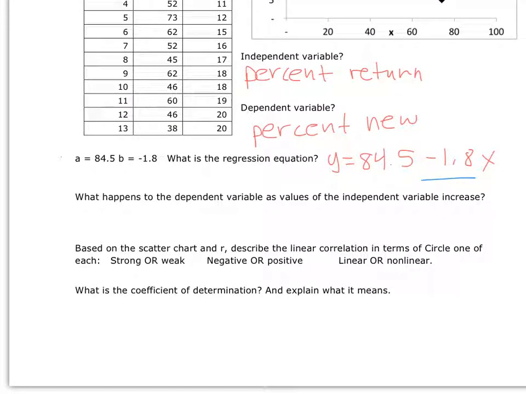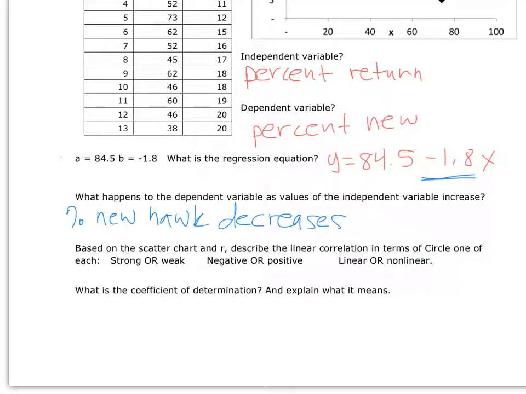Let's look at the next question. What happens to the dependent variable as values of the independent variable increase? So what happens to the percent of new hawks as the values of the percent return variable increase? Well, it is decreasing. The percent new, which is the dependent variable, decreases. We know that because of 2 things: we have a negative slope, and we can see that from the scatter chart as well.